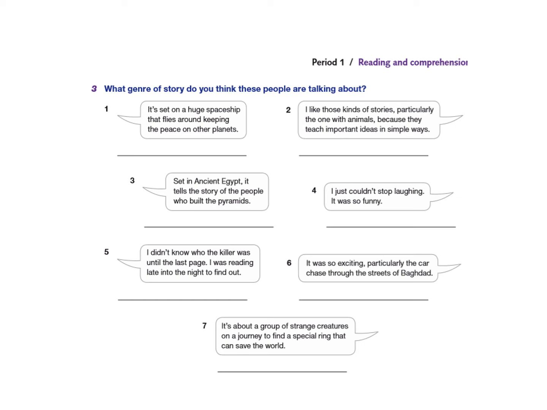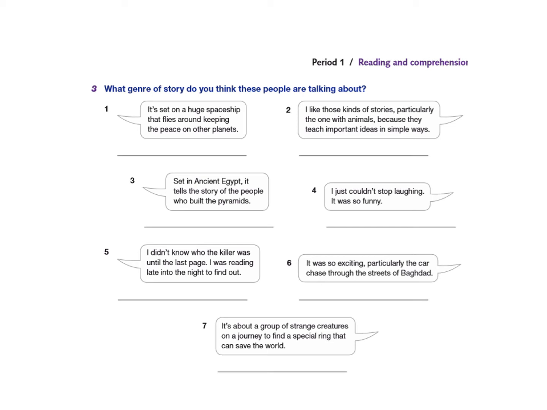Number 6. It was so exciting, particularly the car chase through the street of Baghdad. Number 7. It's about a group of strange creatures on a journey to find a special ring that can save the world. Now, take 5 minutes. Try to guess the answers of these sentences. Okay, now let's check our answers.